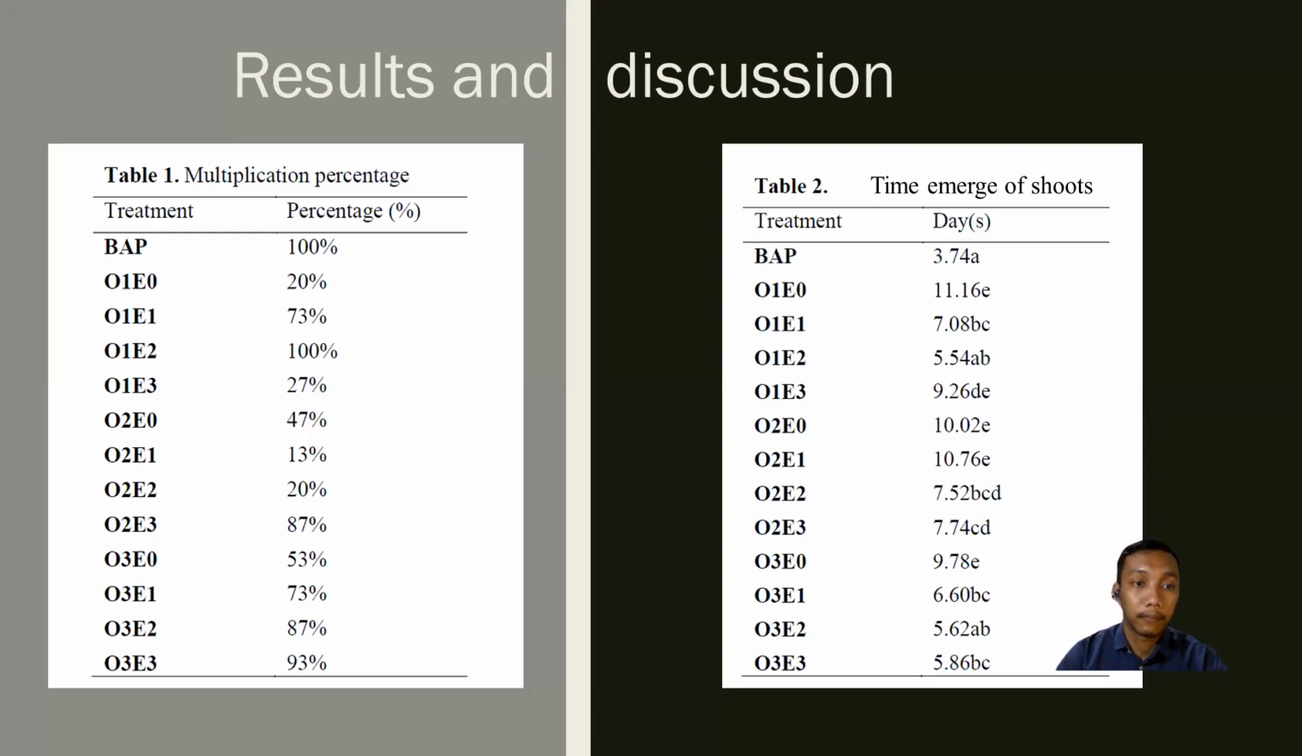Result and discussion. Table 1. Multiplication percentage. The result showed that the use of MS plus BAP and sweet potato extract plus fish emulsion 4 ppm showed the highest percentage of banana shoot multiplication, which was 100%. Untari and Puspitaningtyas said that banana extract is known to contain the elements potassium, phosphorus, and iron, so it has a positive effect on shoot growth.